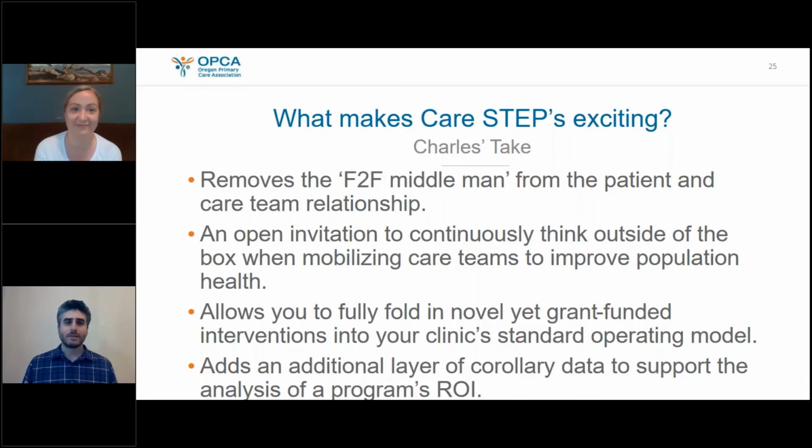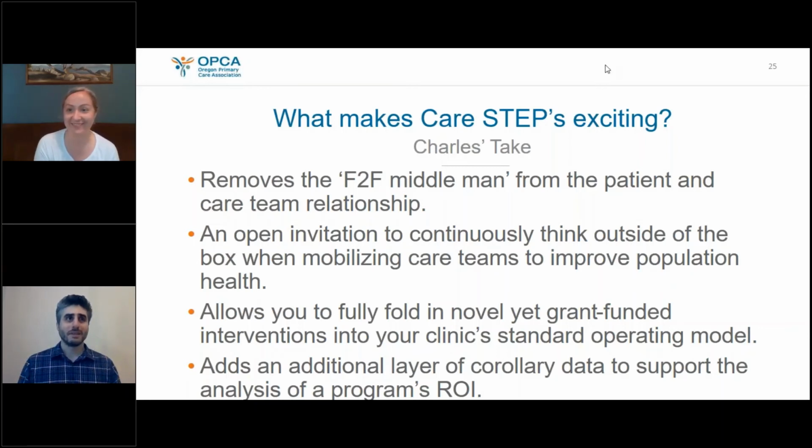The 18 categories, I see each one of them as an open invitation to continuously think outside of the box when trying to mobilize your care team to focus on specific populations or just your entire population. There's a whole array of options for you to consider, and it doesn't have to go through the provider anymore.